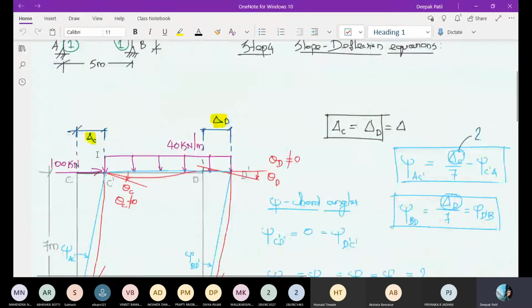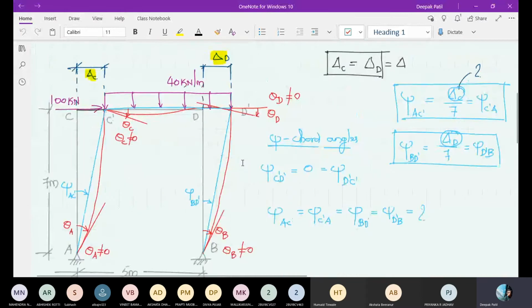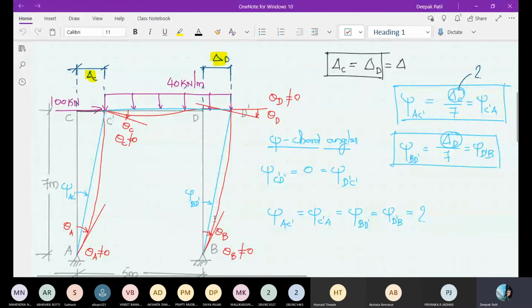Of course, in the case of fixed end moments, we didn't start with that, right? We started with the deflected shape, and I explained what chord angles are and all those things. I hope you don't have any doubts in this.